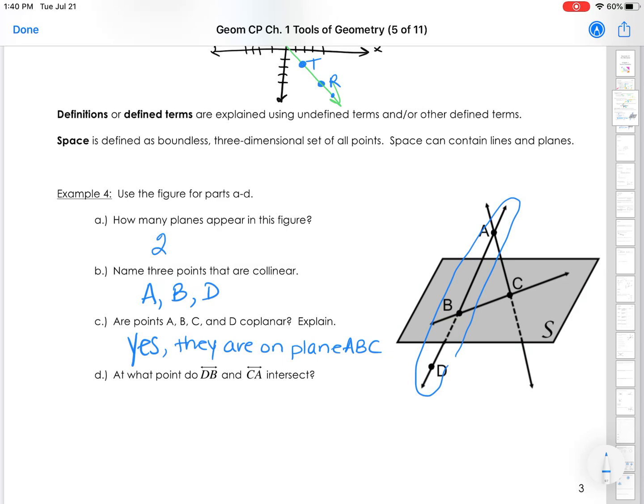And lastly, at what point do lines DB and CA intersect? DB and CA intersect at point A.